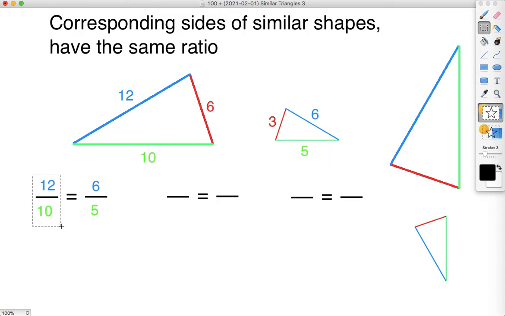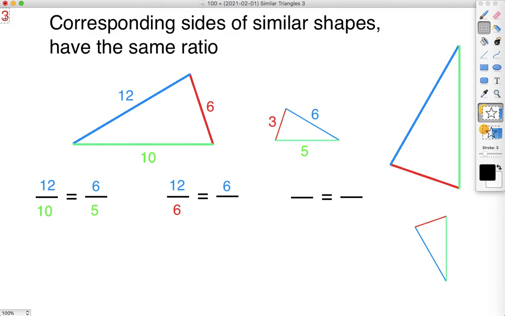So these two are equal to each other. If you put in your calculator, 12 divided by 10 is 1.2. If you put in your calculator, 6 divided by 5 is 1.2. They're equal. And I could do that with the other sides as well. This 12 over this side on the right, 12, 6, matches the ones, will equal the ones on the other triangle in the same spot on the fraction.